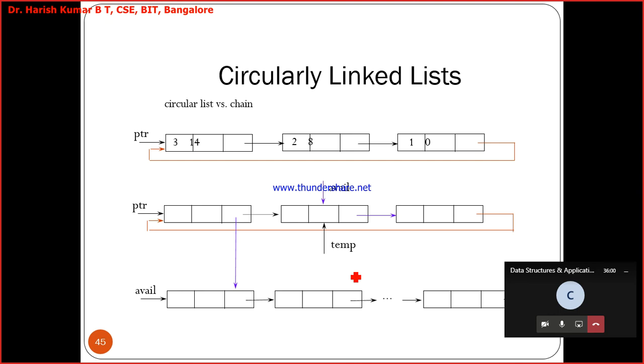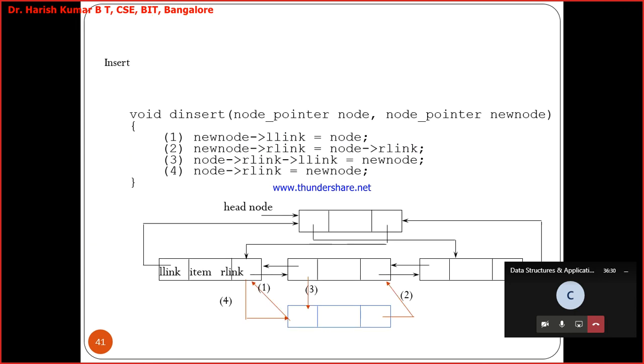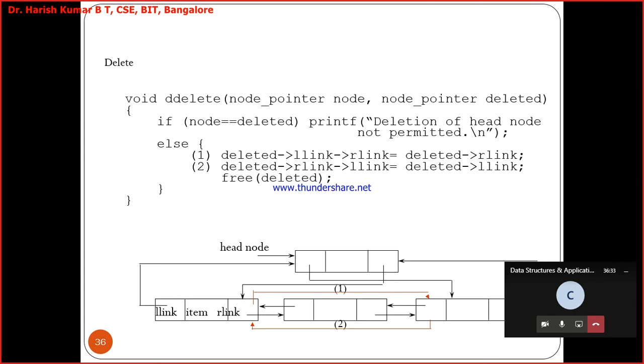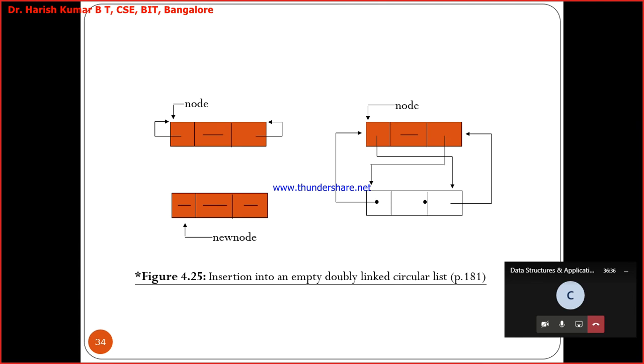I need to take a few more examples on this circularly linked list. I'll take them in the next class. Again, how do we insert at the front for the circular linked list? How do we insert at the rear? How to insert at the middle? How to delete from the front? How to delete from the middle? And how to delete from the rear end? The same things we'll be discussing again for circularly linked lists also. So any doubts till here? No, sir.